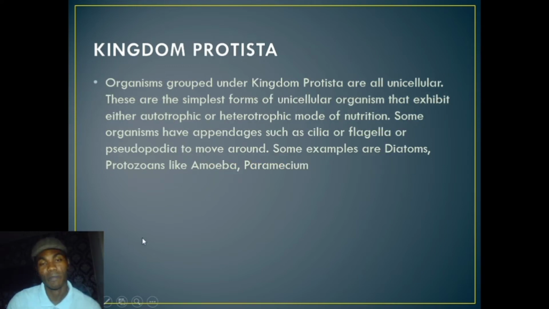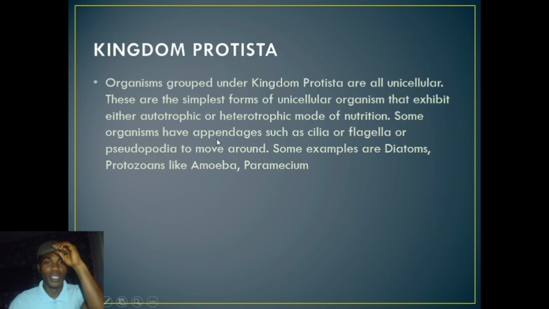Kingdom Protista. Now, organisms grouped under kingdom Protista are all unicellular. Are all what? Unicellular. That means organisms that have just one particular cell, and they are that organism themselves. These are the smallest form of unicellular organisms that exhibit either autotrophic or heterotrophic mode of nutrition.